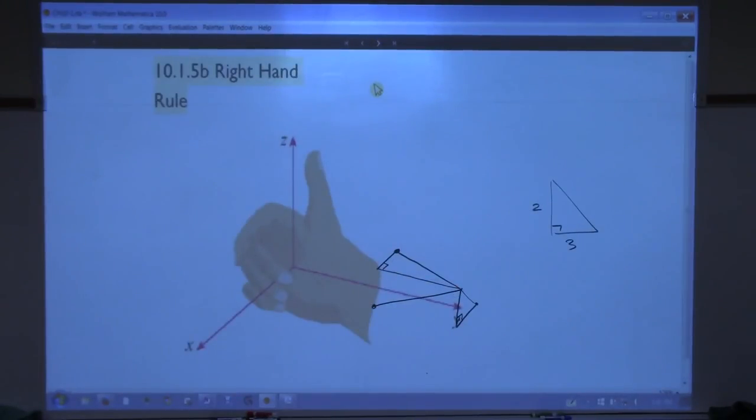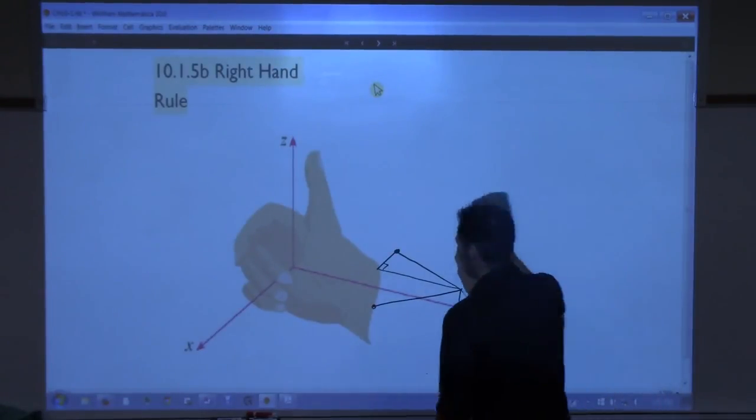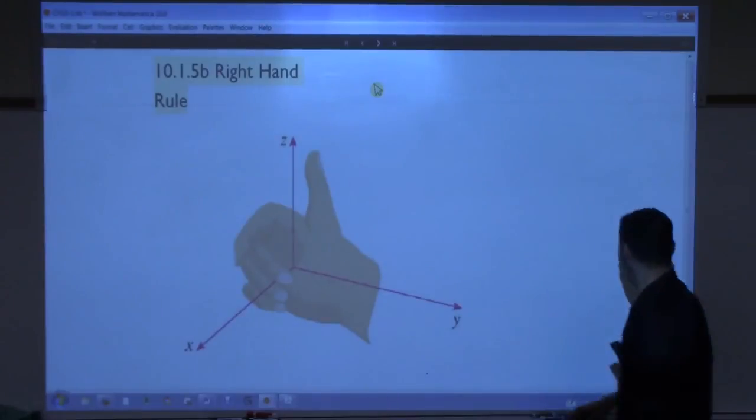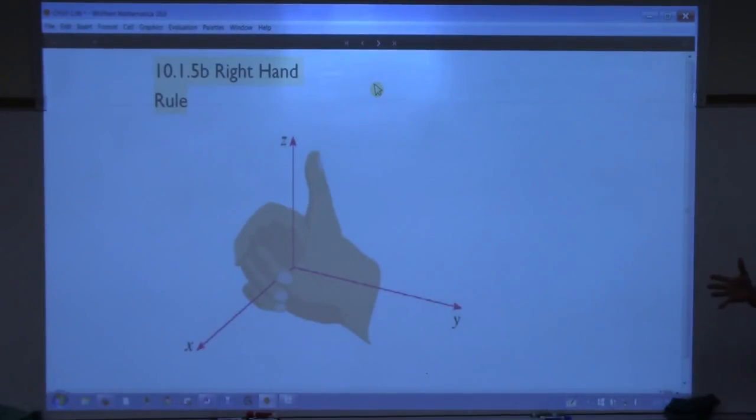The right-hand rule. Took a picture of my hand and put it up here for you. There you go. Right-hand rule says what?